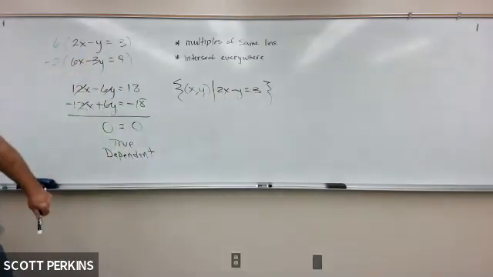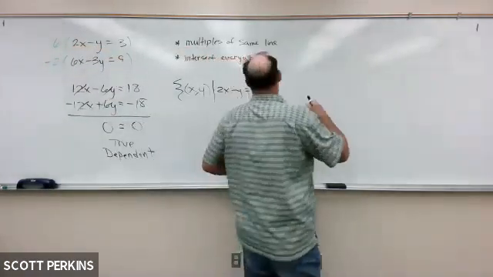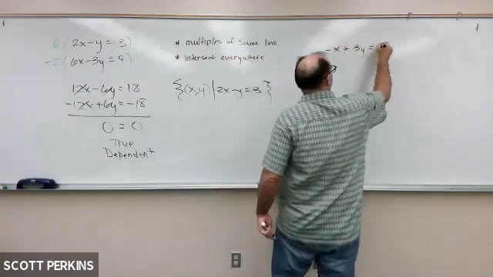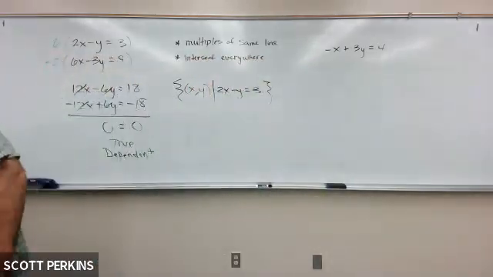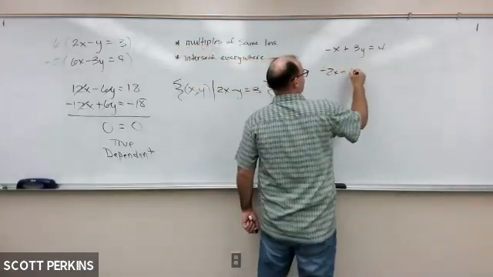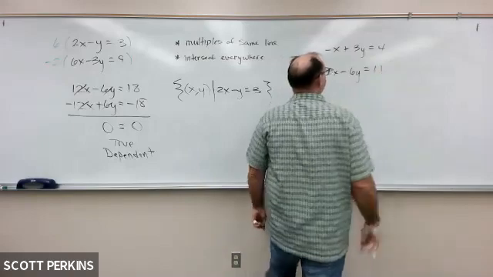There's one other special situation. I'm not going to make you go through everything, but let's say that we have -x plus 3y is equal to 4. Then the other equation that I have is -2x minus 6y is equal to 11.